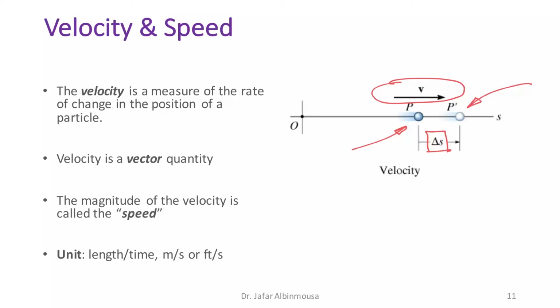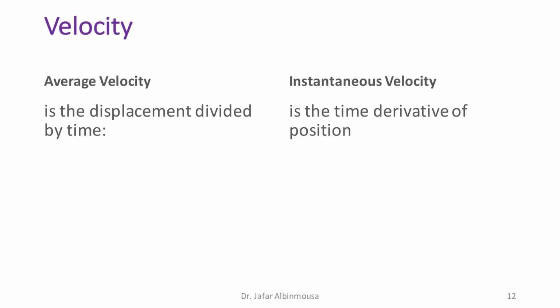So velocity is a vector. Its magnitude is known as the speed. Its unit is length per time, so it's meter per second, feet per second, or any other unit of length divided by unit of time. Now, the average velocity is defined as the displacement divided by the time. So we write it like this: average velocity is equal to delta R divided by delta T.